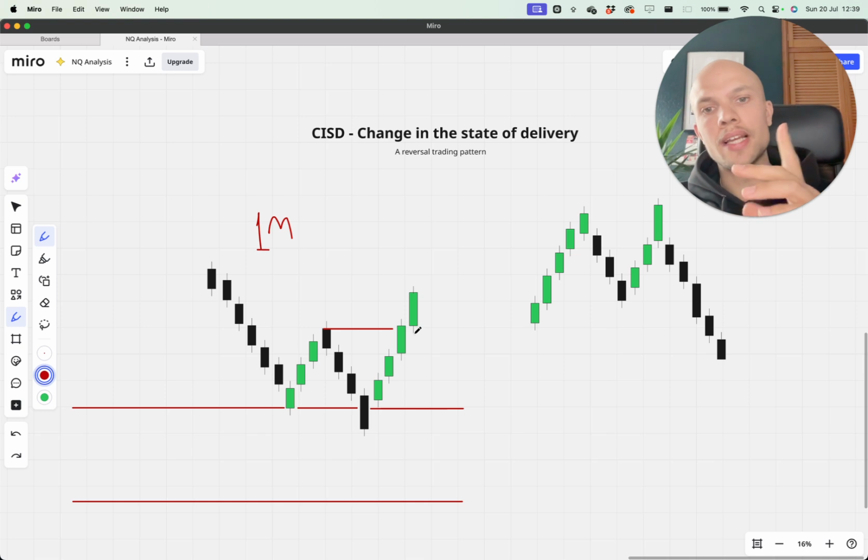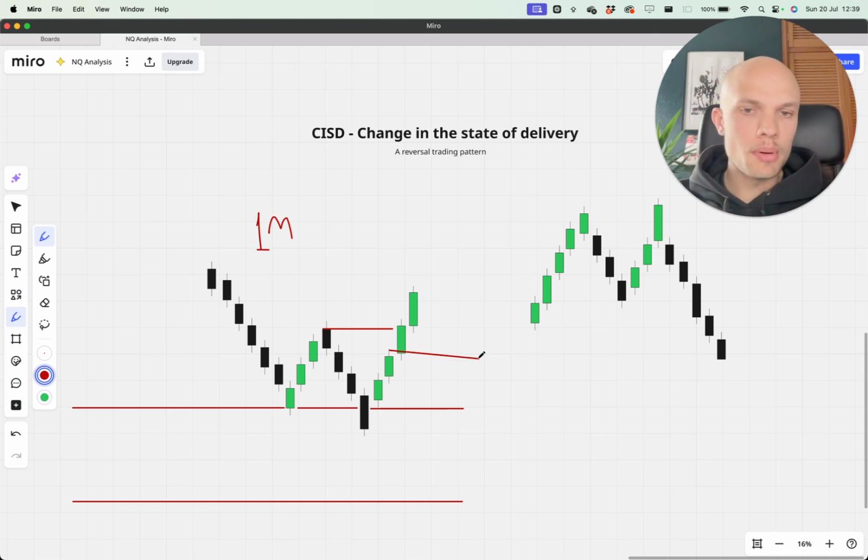But importantly, we want to see some kind of momentum through the level. So it's not just a little close. What I love to see is a fair value gap being created through that level. As you can see here, we created this fair value gap as we swept the level. This makes it a lot more likely for the trade to play out in an upwards direction because we're already showing momentum through the level.